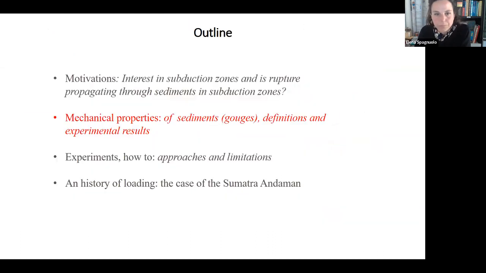So, weak or strong. Before entering this kind of discussion, I would like to discuss a little bit previous literature about the definition of the mechanical properties, in particular of the sediments, and to show some experimental results.